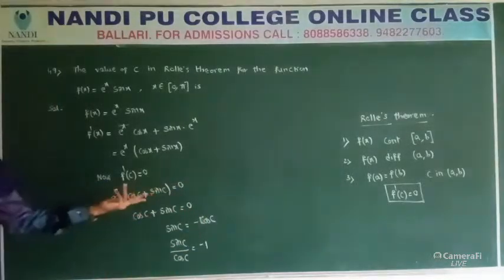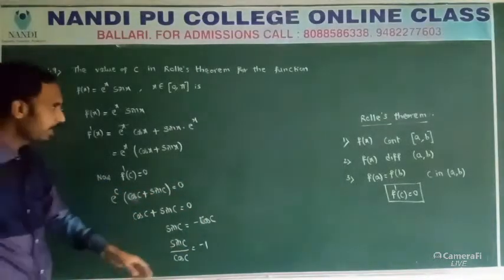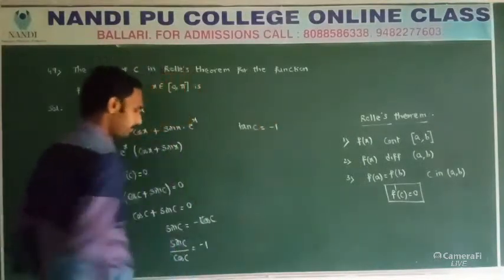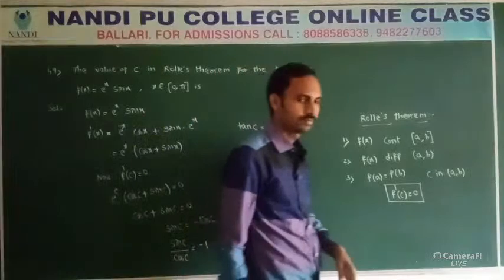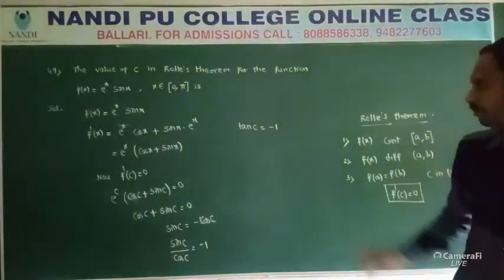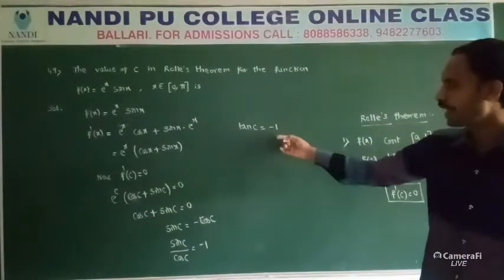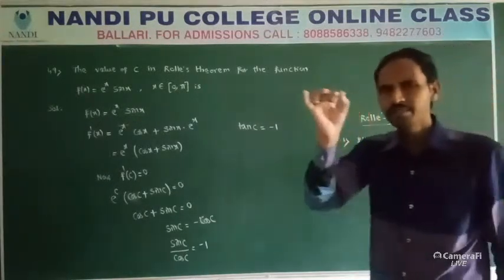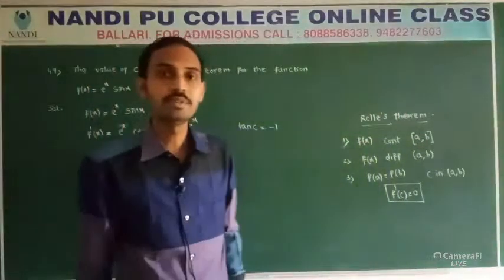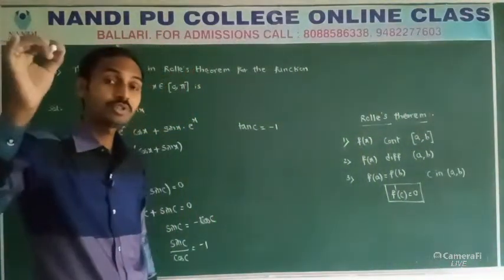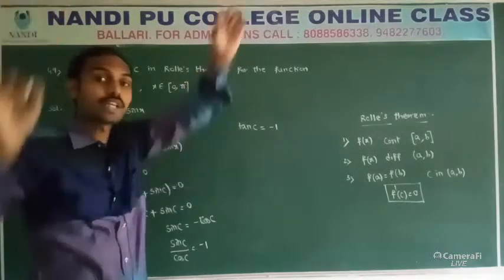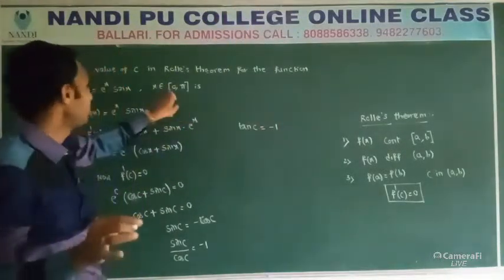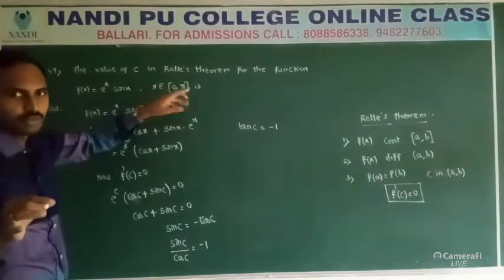If you cross multiply, the last equation comes. Sin C by cos C is tan C. So tan C is equal to minus 1. Minus 1 in terms of tan. Tan is positive in which quadrants? First and third. Negative in second and fourth. So I will take the second quadrant. Why? 0 to pi is there. So second quadrant.